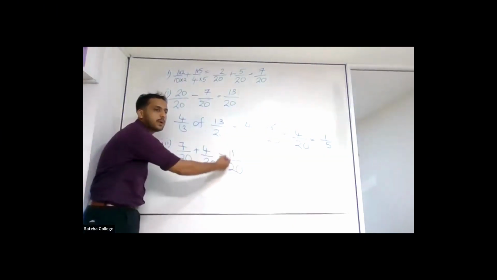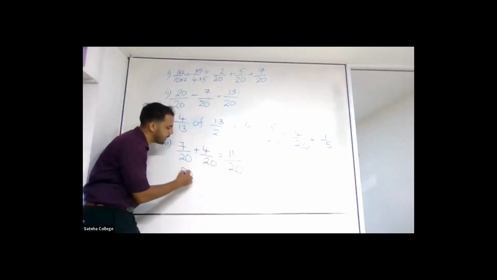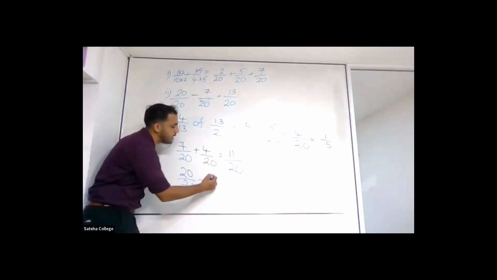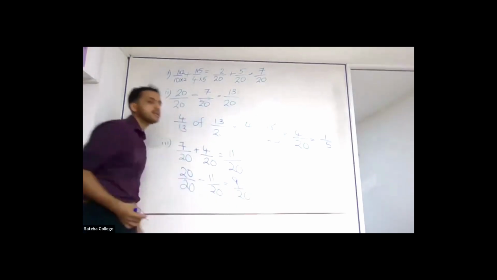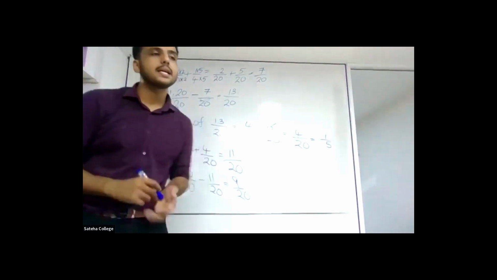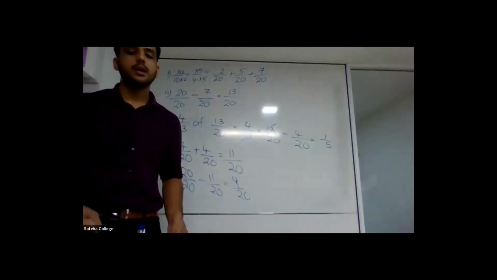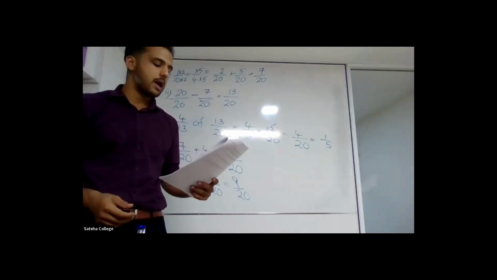Now, what is remaining out of 20? 9 is remaining. So 20 over 20, that's the total. 11 parts are used up. Now, the remaining, now what fraction remains? The tank, that is 9 over 20, right? 9 parts from the total are remaining.